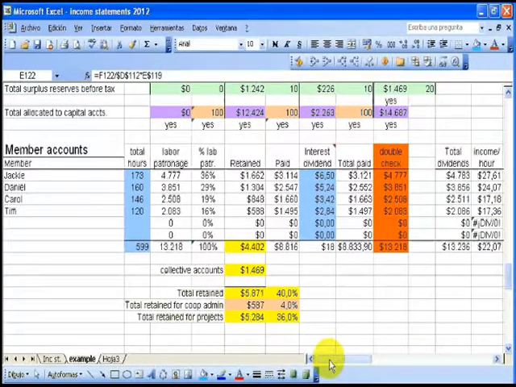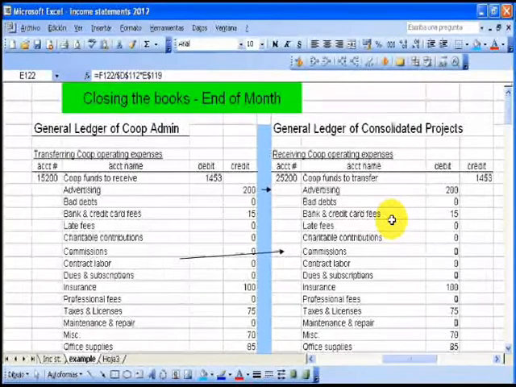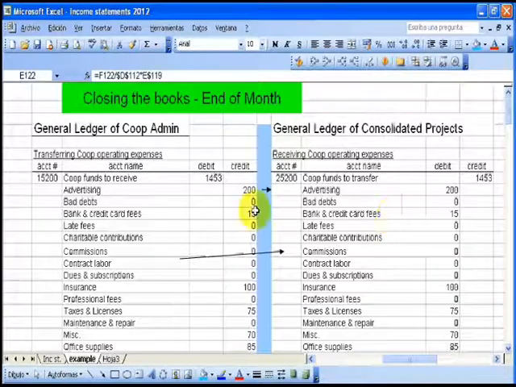All right, so all of this information is now automatically calculated into the general ledger to close out the books at the end of each month. So all these journal entries that you're about to see are automatically created from parts 1, 2, and 3. So first of all, you have co-op administration posting these operating expenses, like advertising and bank credit card fees, insurance, taxes and license, miscellaneous, and office supplies.